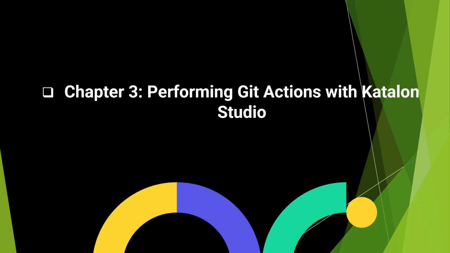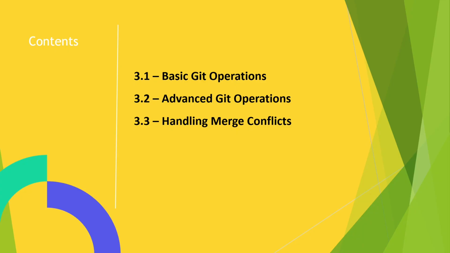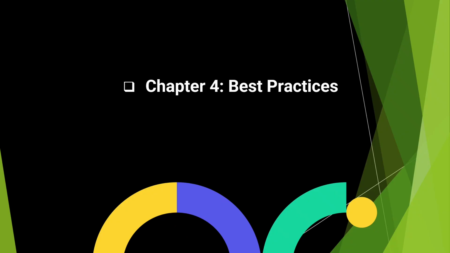Chapter 3, performing Git actions with Katalon Studio. This consists of three different sections. In section 1, I'm going to teach you the basic Git operations. In section 2, I'm going to teach you the advanced Git operations. And in section 3, I'm going to show you how we can handle the merge conflicts in Katalon Studio. Chapter 4, best practices while using Git in Katalon Studio.